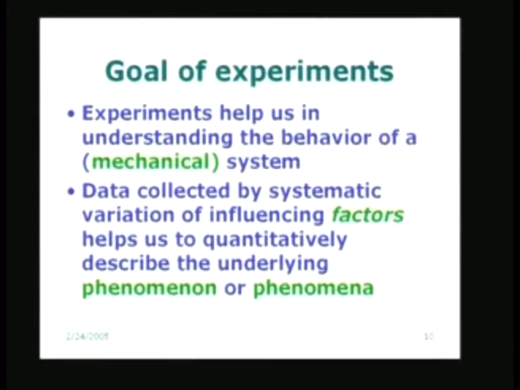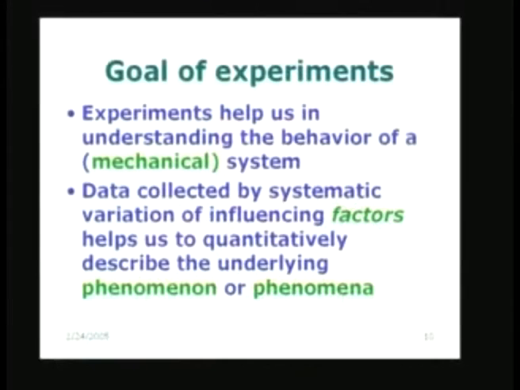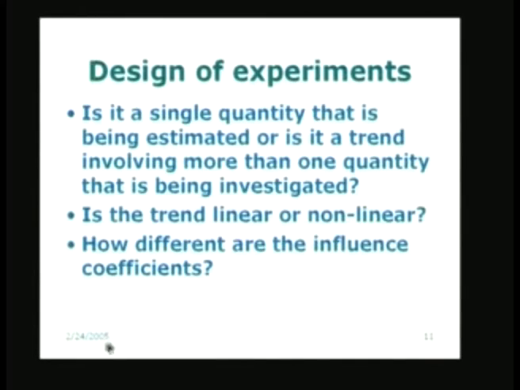The data is collected systematically by varying the factors in a proper systematic fashion over the range of values which we have already decided. What is it going to do? It is going to help us to quantitatively describe the underlying phenomenon, if there is one phenomenon, or maybe several phenomena are taking place at the same time. Maybe they are influencing each other. How to get information about these underlying principles or phenomena, that is our goal. So we are going to do several experiments, and how do we decide some of these issues?